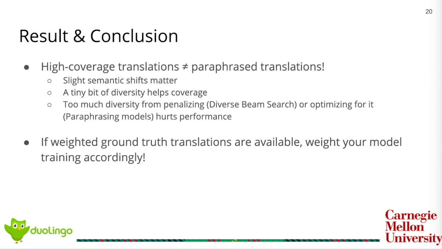In conclusion, we discovered that high coverage translation is not the same as paraphrasing translations, as slight semantic shifts matter. A little bit of diversity helps the coverage, but too much will hurt performance. And lastly, if weighted ground truth translations are available, you should use these weights during training for best performance.